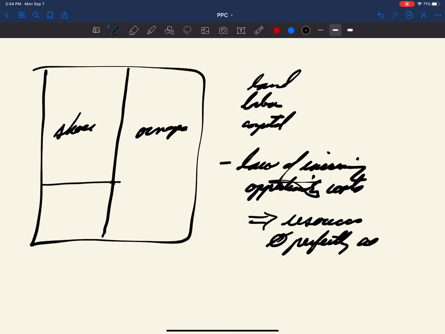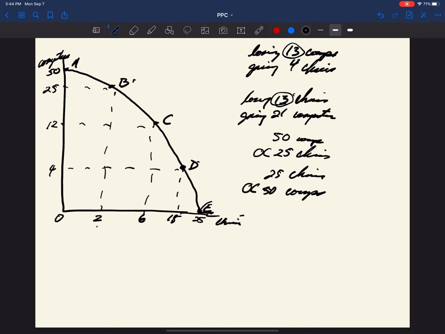Remember, the game is about the resources. So the resources that we have here to make computers are certainly not the same as we have to make chairs. So there's going to be some waste whenever we switch from computers to chairs and vice versa. That's what the law of increasing opportunity cost tells us.